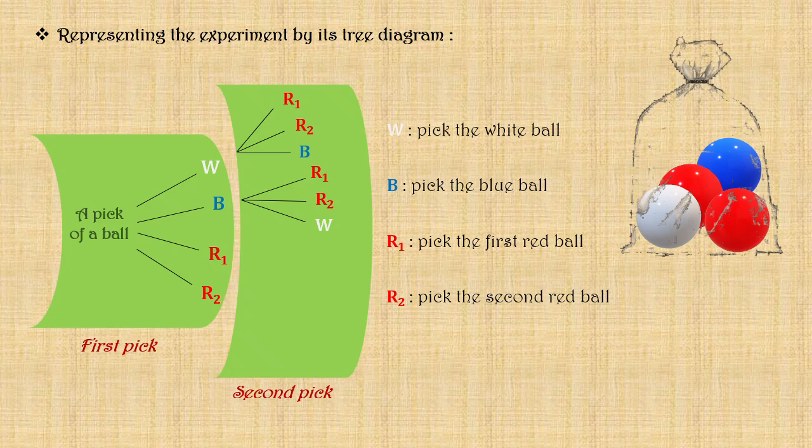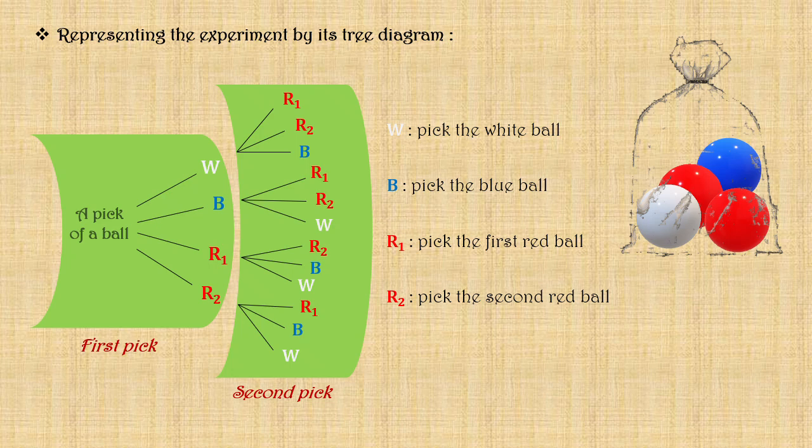After that, if we assume that the first picked ball was the first red ball, we might be getting for our second pick the second red ball, which means the event R2, or the blue ball, hence the event B, or a white ball, which is noted as the event W. Finally, if we assume that in our first pick we got the second red ball, we might be getting either the first red ball, hence the event R1, or a blue ball, which means the event B, or the white ball, hence the event W.